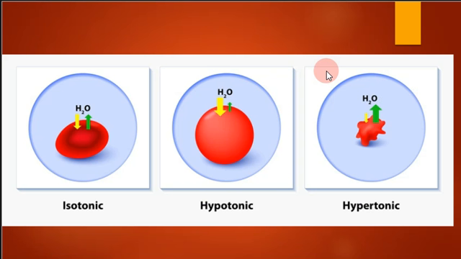All right, so isotonic, everything's good. Hypotonic, we have cell rupture from too much water going in. Hypertonic, we have cell dehydration. They get all shriveled up.